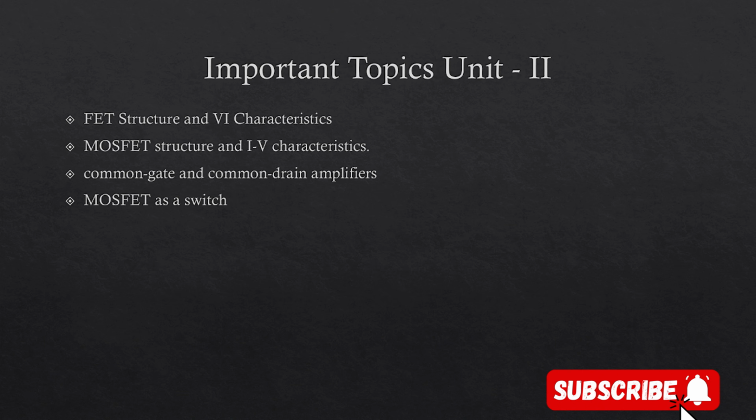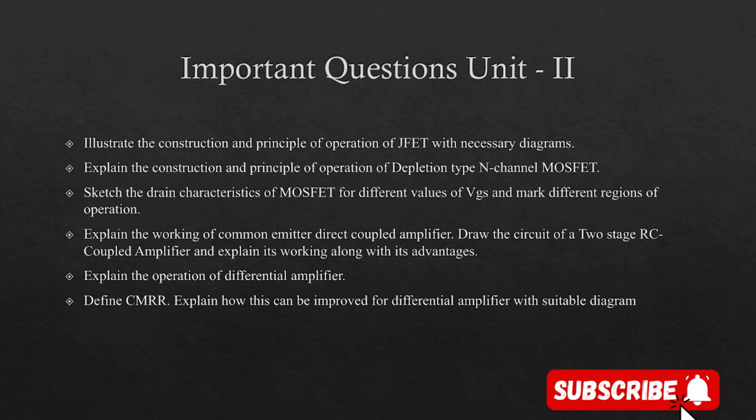So now coming to the important topics of Unit 2. Again, here we have FET voltage current characteristics, MOSFET current voltage characteristics, common gate and common drain amplifiers, MOSFET as a switch. I said that MOSFET as a switch is the most repeated question. Many times it has been asked in exams, so you can expect at least one. So now coming to the important questions of Unit 2, you can just check.